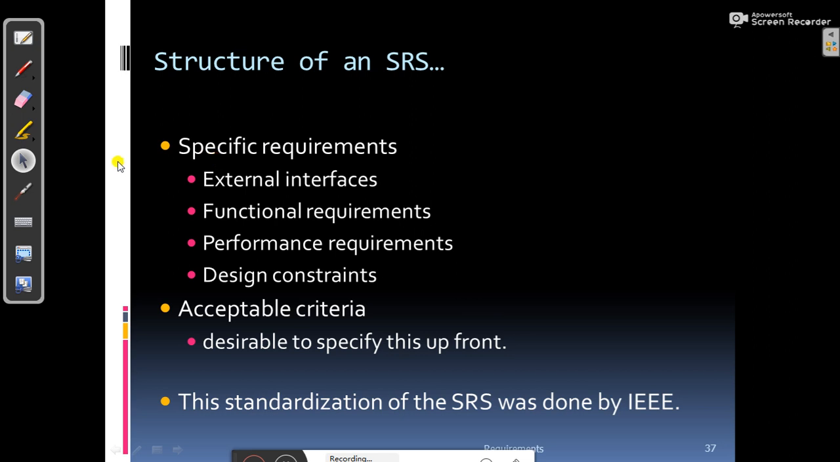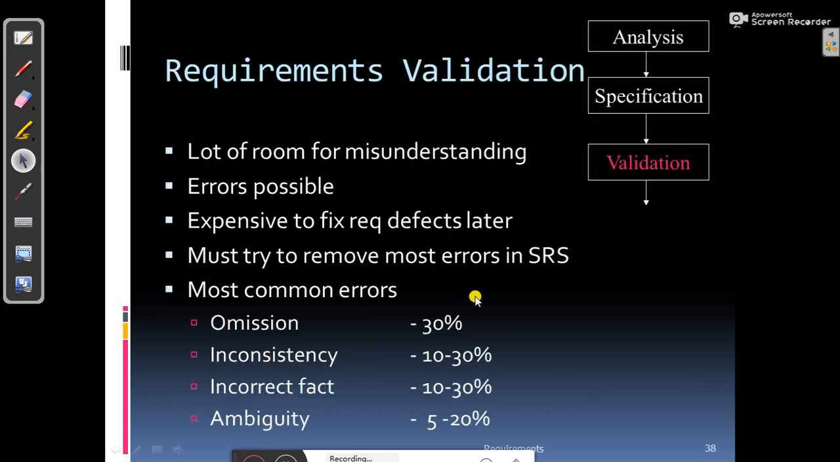And after that, the specific requirements: what are the external interfaces, the functional requirements, the performance requirements, and the design constraints. Also the acceptance criteria, what criteria are acceptable, and it is desirable to specify this upfront. This SRS structure was standardized by the IEEE, a worldwide organization, and you need to follow it while creating an SRS document to build a system.